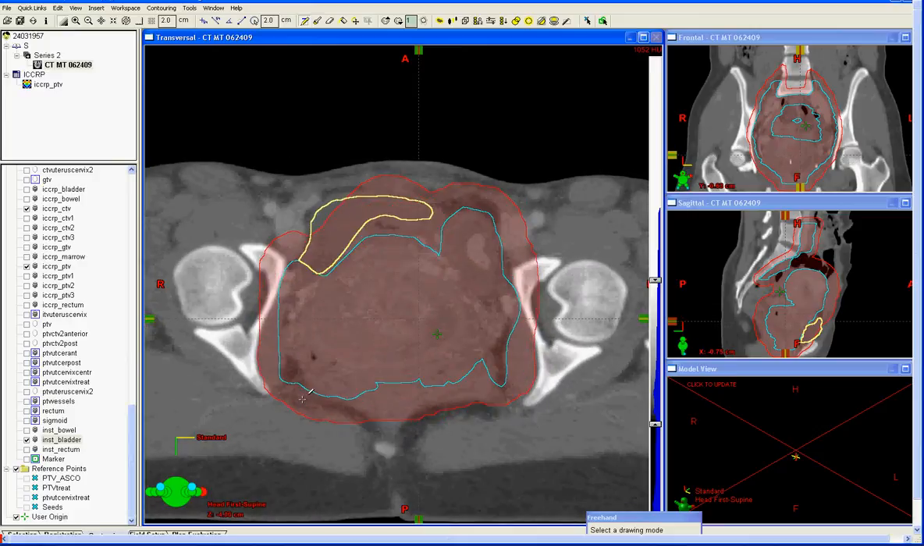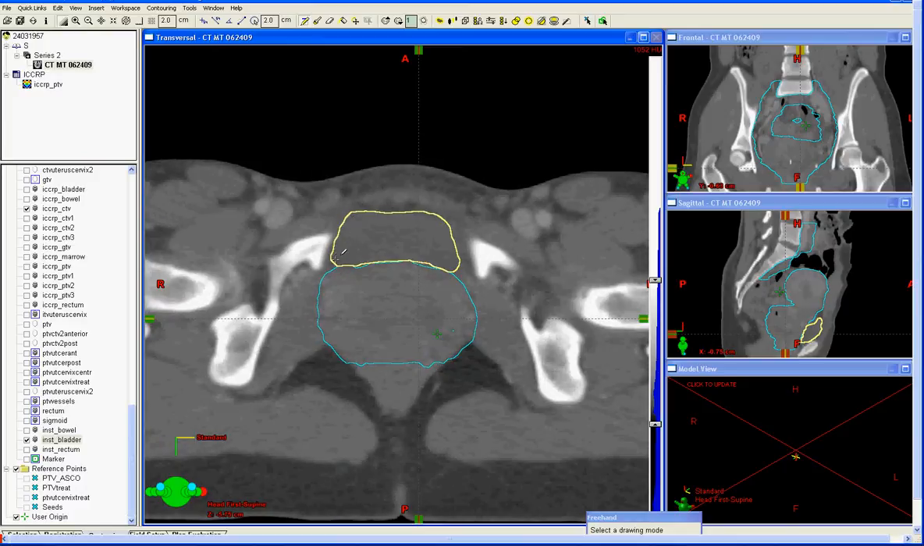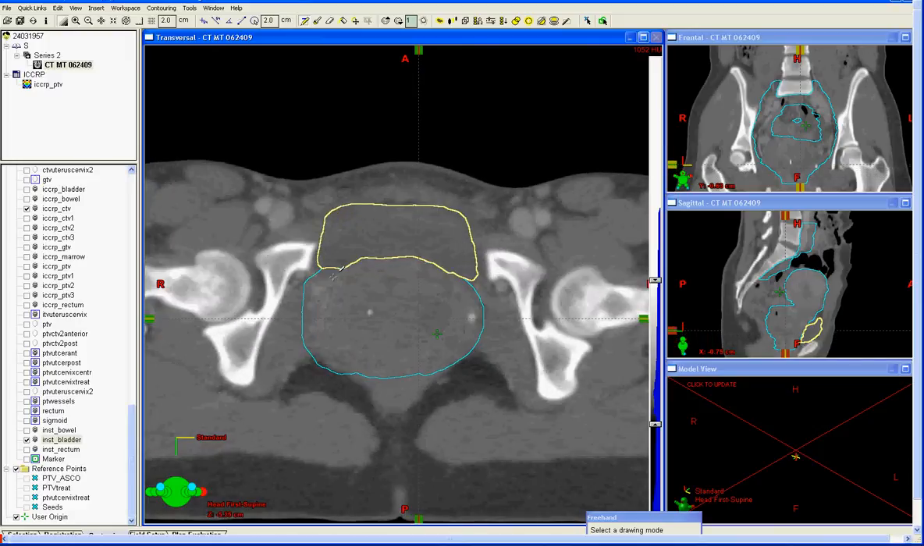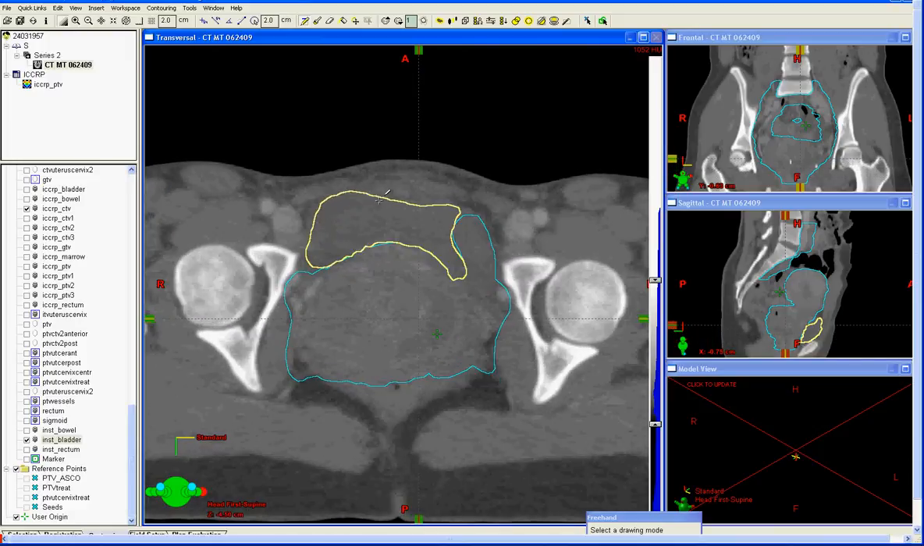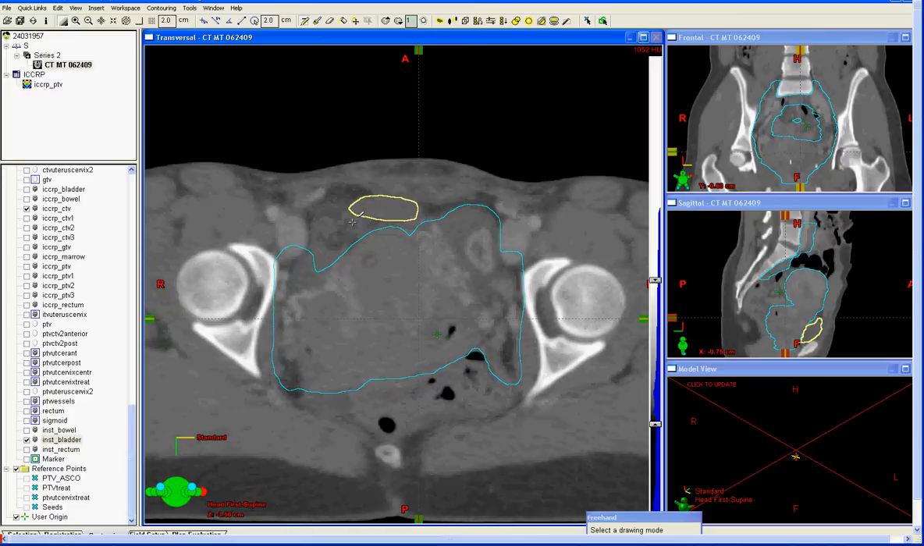which comes into view here. I'll turn off the PTV so that we can see what the bladder is here. The patient was simulated with an attempt at an empty bladder, and although there's still, as you can see, a fair amount of bladder tissue here. So there's the bladder contour.